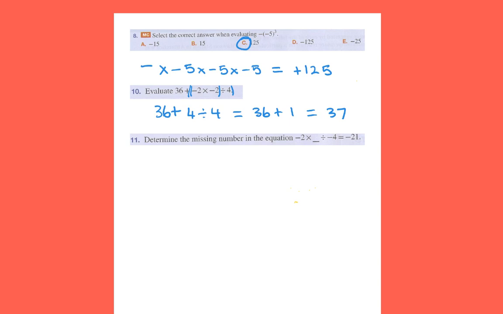And the last question, we're looking for a missing number. Negative 2 times the missing number divided by negative 4 equals negative 21. Now I know it's going to be a big number because I've got divided by 4 gives me the answer. And I'm using trial and error to try different numbers until I come up with the answer, which is 42.